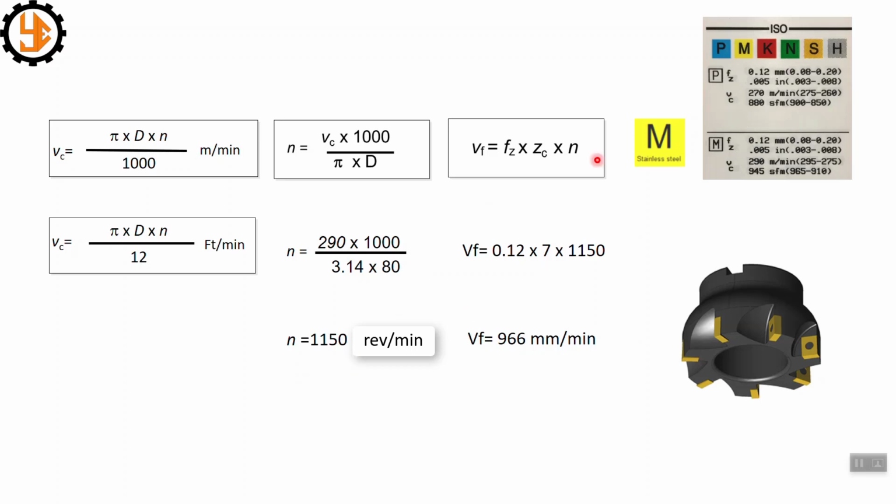We also use VF formula for the table feed. FZ is feed per tooth. We got this value from the insert box, 0.12. Z is the number of cutter teeth, that is 7 for this tool. N is the number of revolution, 1150 rpm. And the result is 966 mm per minute. In this way, we calculate speed and table feed for the tool and the material.